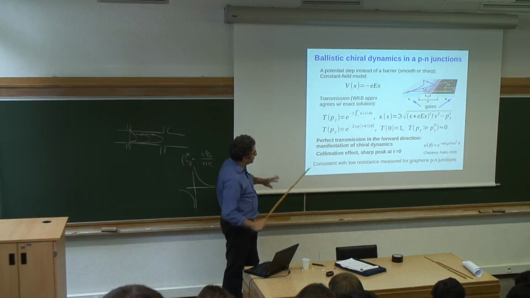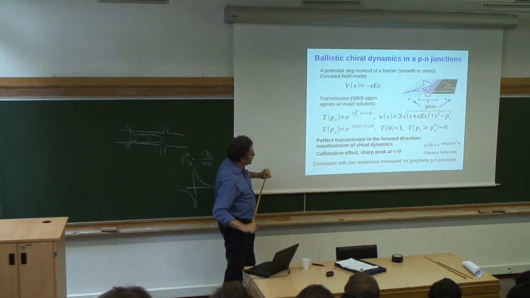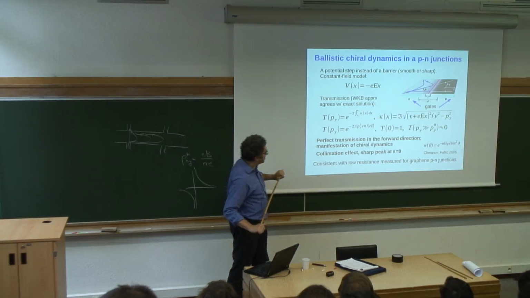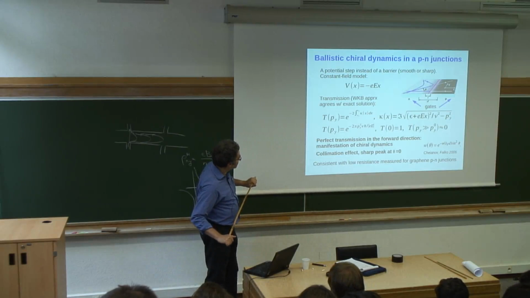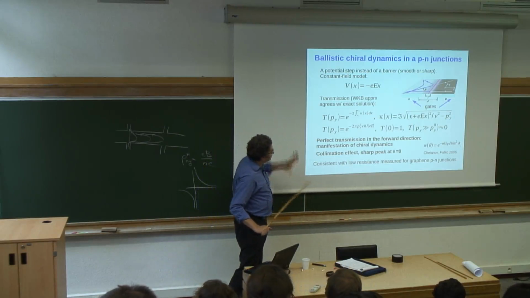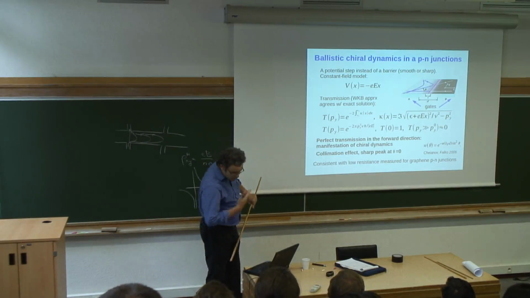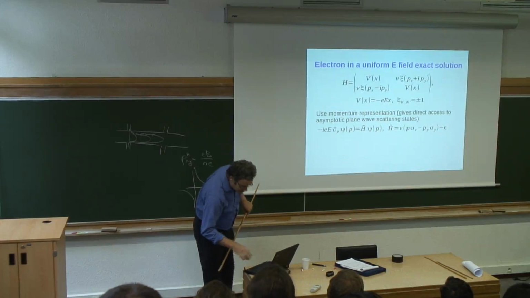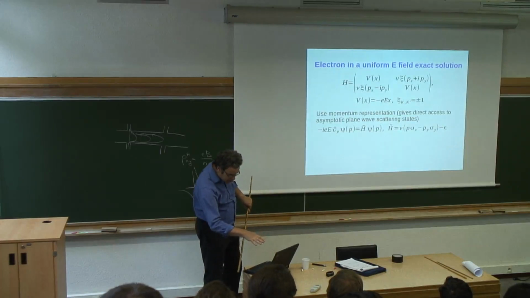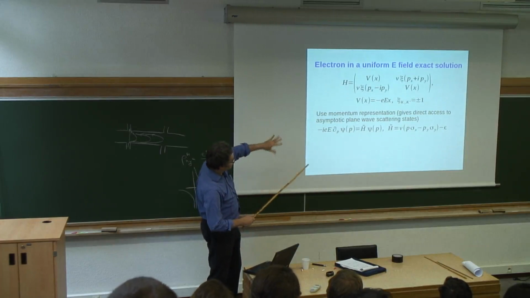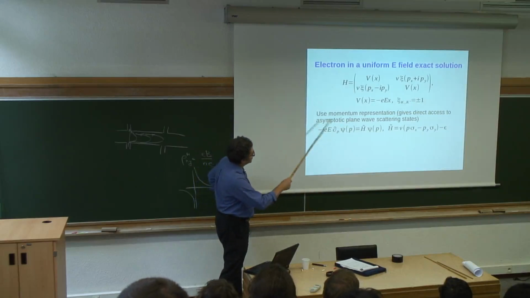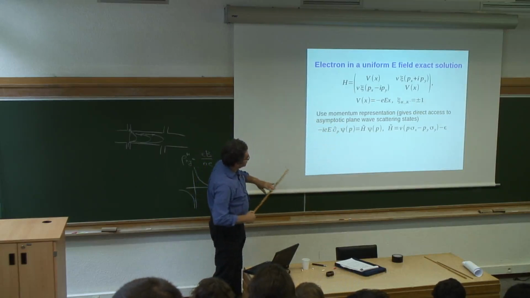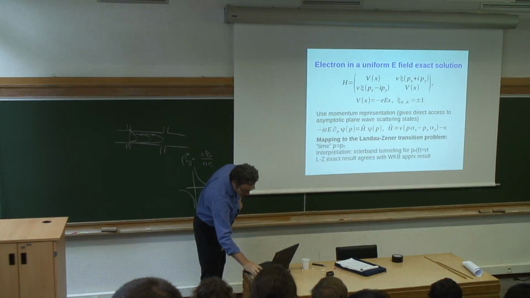So there is this collimation phenomenon that I think is very interesting, has not yet been explored experimentally, but surely will come out somehow. Right. So that's the story about p-n junctions, and we'll see more of that. Now, this is how the same result can be obtained using an exact solution by mapping this problem on another classical problem, which is called the Landau-Zener transition problem. Maybe we'll talk about it next time.